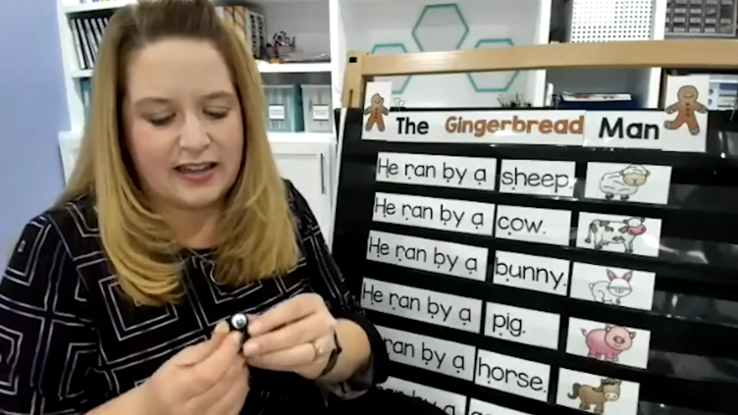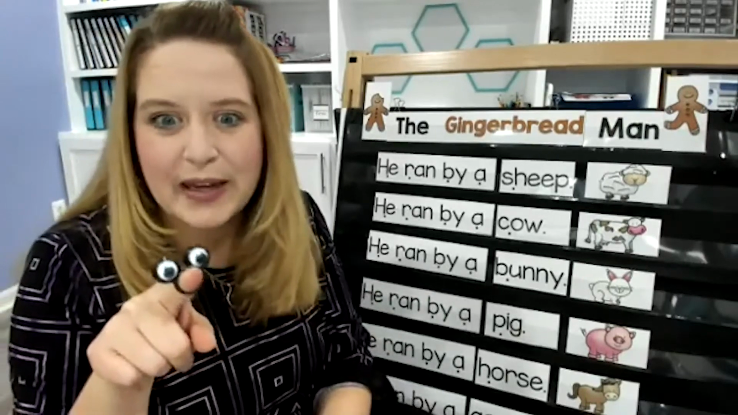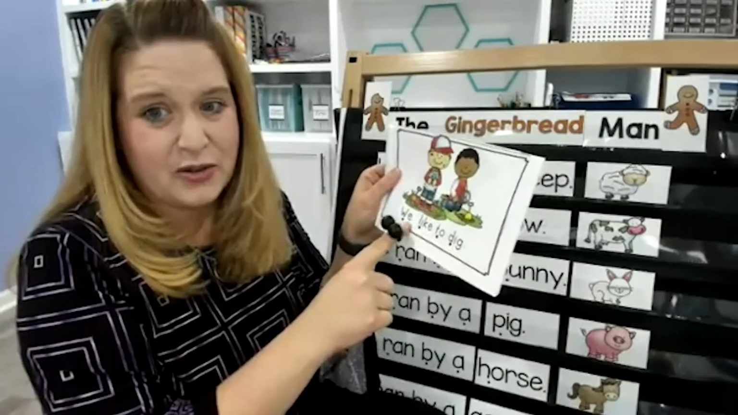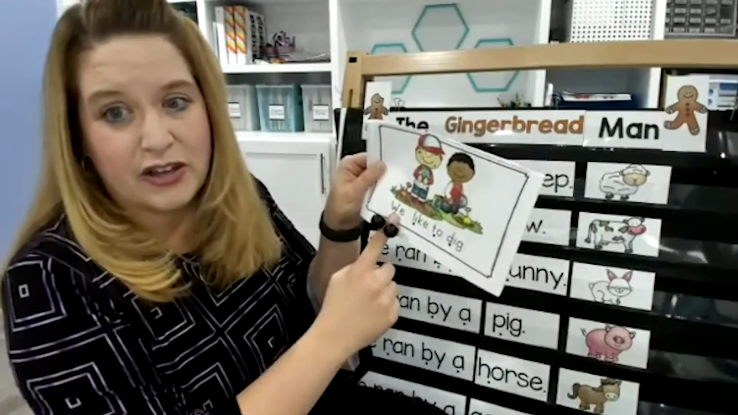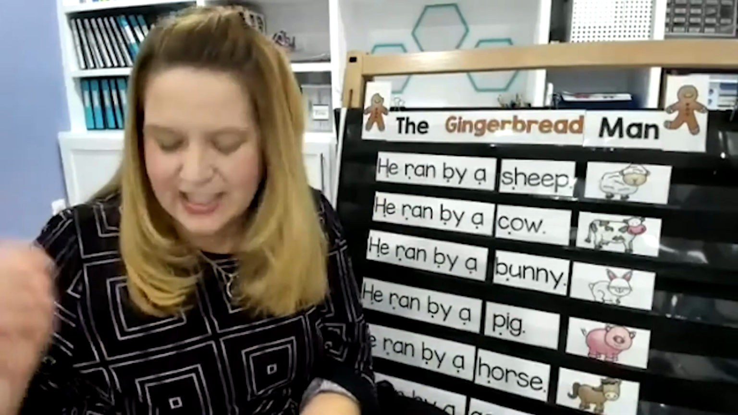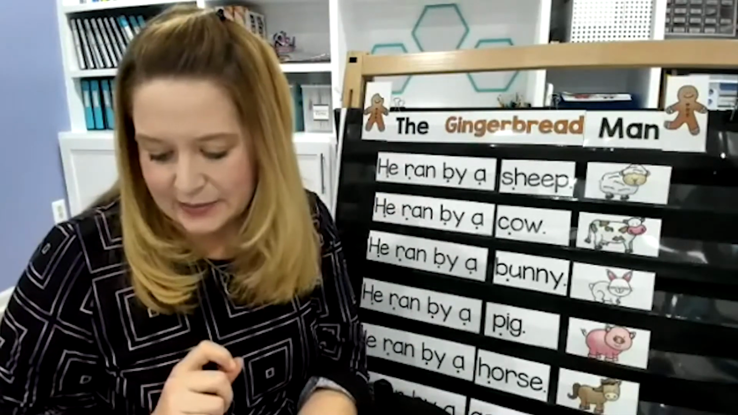They also sell these little googly eye guys. They're really big on my kid's finger. They fit perfectly on mine, but I might tell them that their reading finger is going to look at the words, look at the words, look at the words. So any kind of little gimmick just to get them to point and say the words for the memorized text.